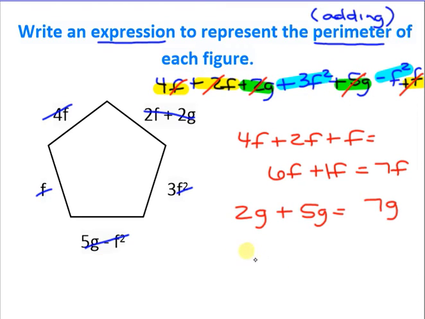Now I have the blues. 3f squared minus f squared. Remember, there's an invisible 1 there. So 3 minus 1 is 2f squared.